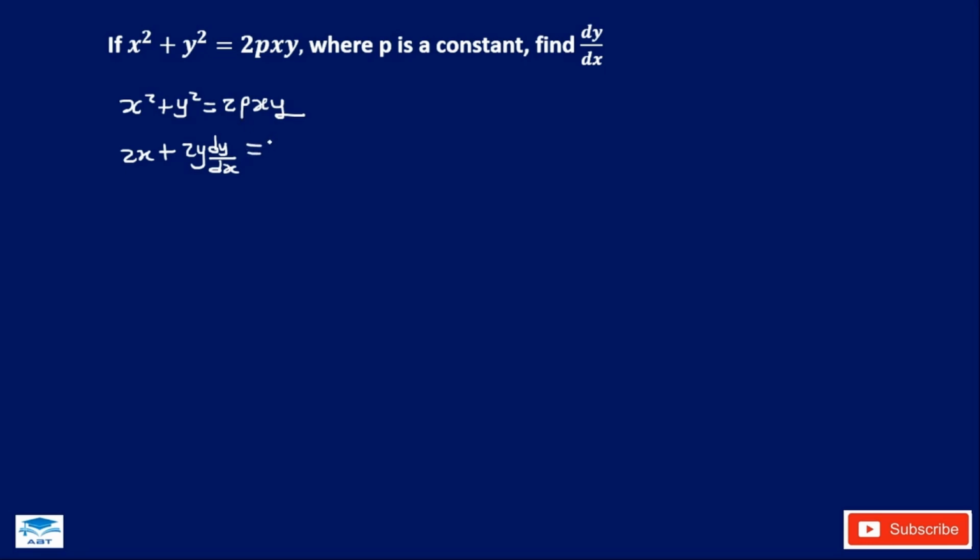And 2p is a constant, so we bring it outside and treat xy as a product. By the product rule, we maintain x and differentiate y, and it's 1. But anytime you differentiate y, you multiply the result by dy/dx. And we also maintain y here, and we differentiate x. That's 1. Okay, so we have 2x plus 2y dy/dx is equal to, we expand the bracket.